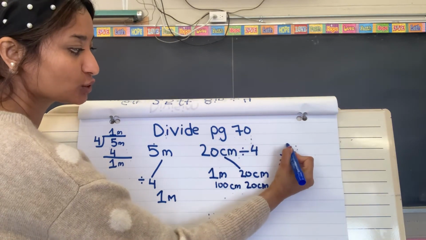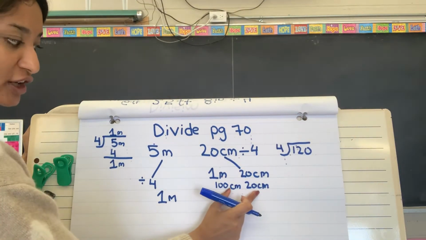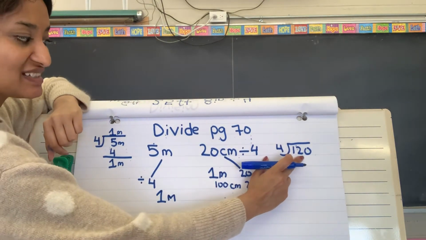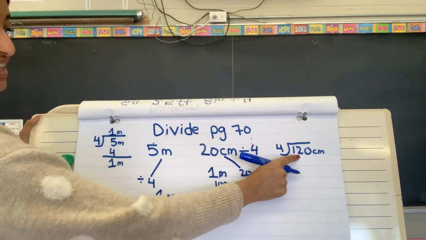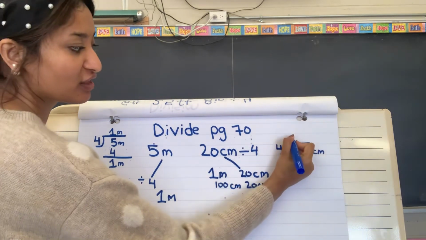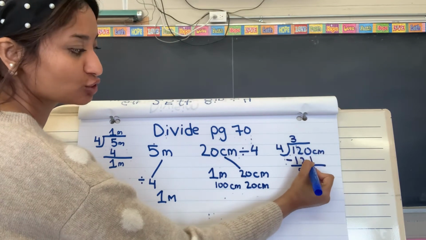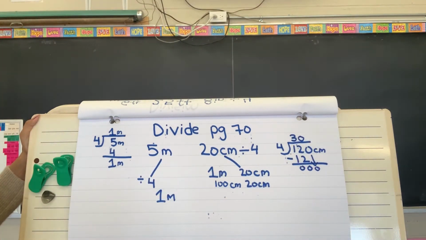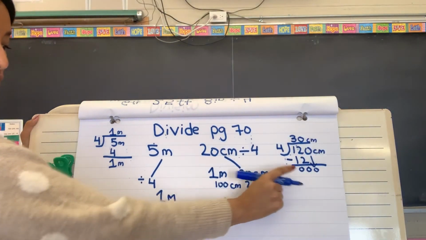That gives me 120 centimeters. Because they're both similar now, I can divide my centimeters, which combined together became 120 centimeters. So now I can go ahead and divide my centimeters by 4. 4 times 3 gives me 12. I subtract, and I'm left with nothing. I still need to bring my 0 down. Since I can't do anything with it, I'm left with 0 at the top as well. So when I divide 120 centimeters by 4, I get 30 centimeters with no remainder.